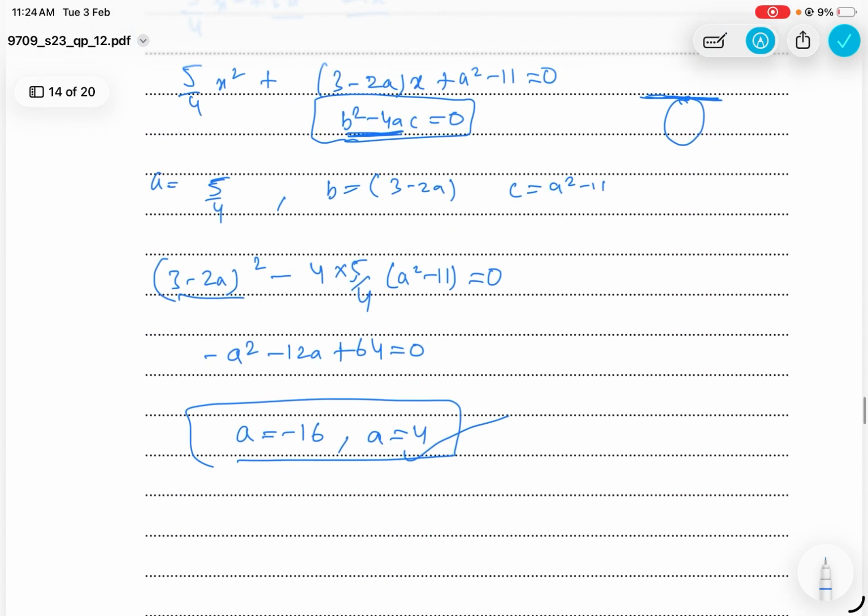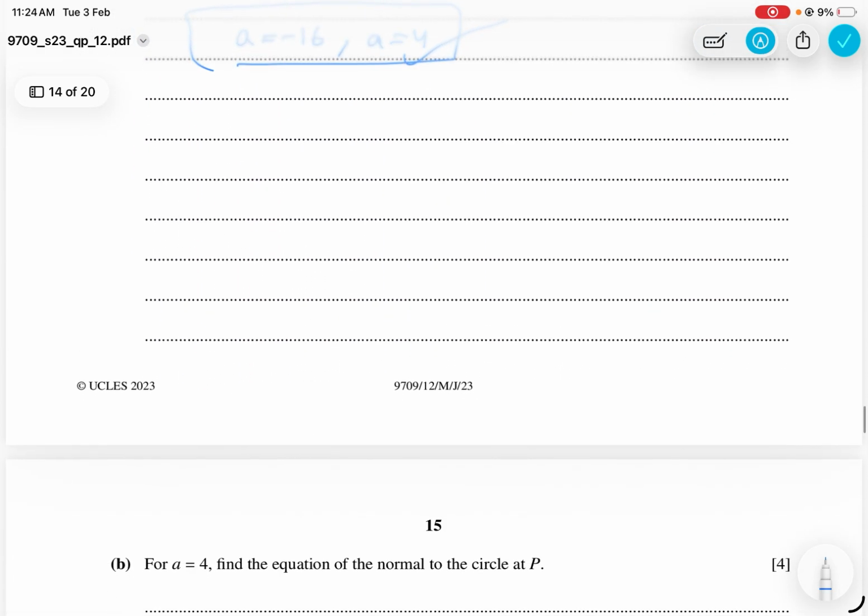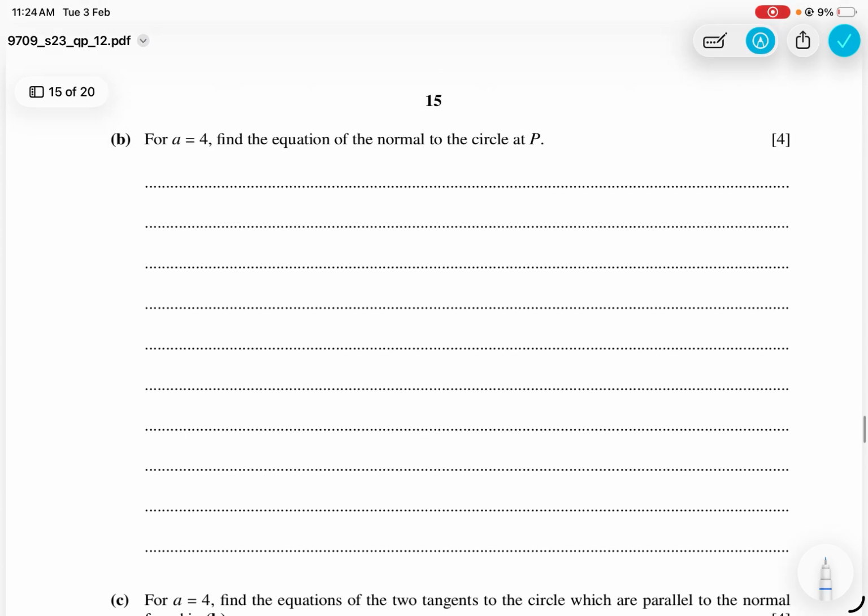Very good, learners. Let us move on to the next question now. For a equals 4, find the equation of the normal to the circle at point P. Okay. So let us try to just imagine this. We have a circle.